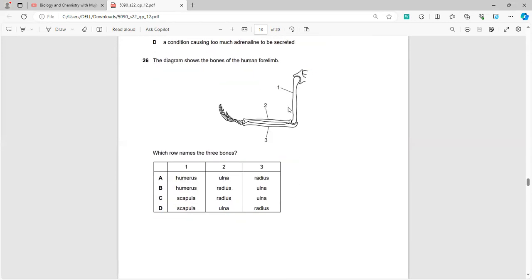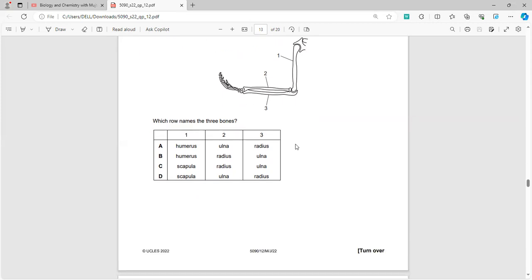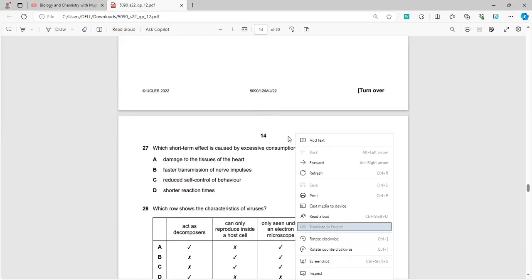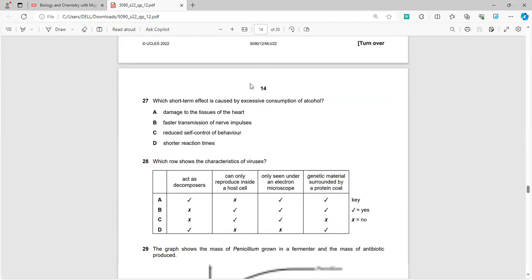Now, the humerus is the longest bone in the arm, so this is number one, followed by the radius and the ulna, respectively. The ulna, by the way, is the medial-most bone, and the radius is the lateral bone.